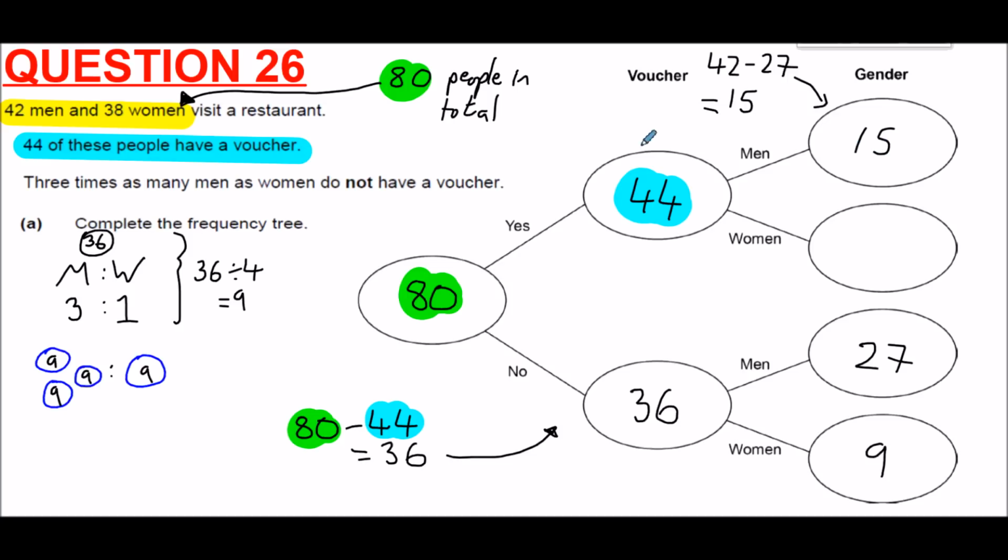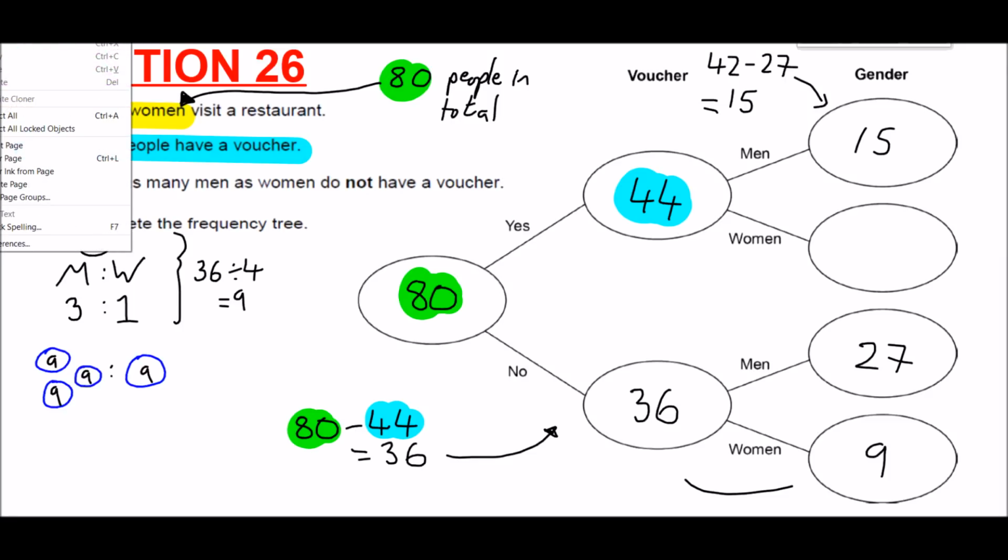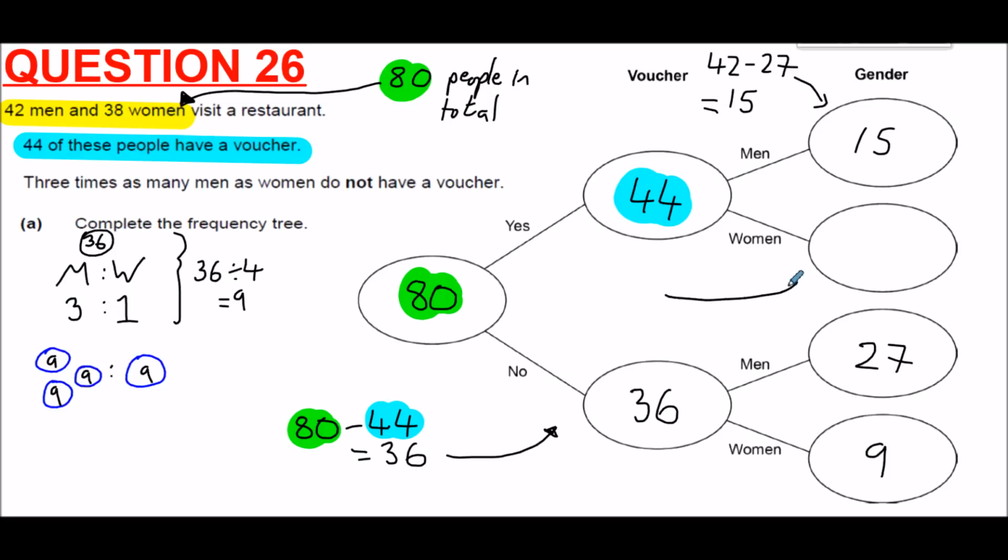In the same way with the women, there's 38 women in total. If 9 women don't have a voucher, we can calculate the number of women that do. Whoops, wrong one. Number of women that do have a voucher will be 38 take away 9, which your calculator should tell you is 29.